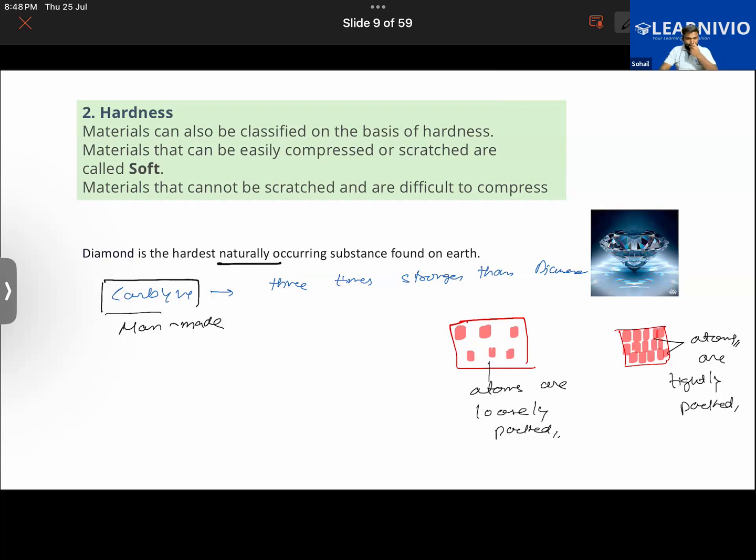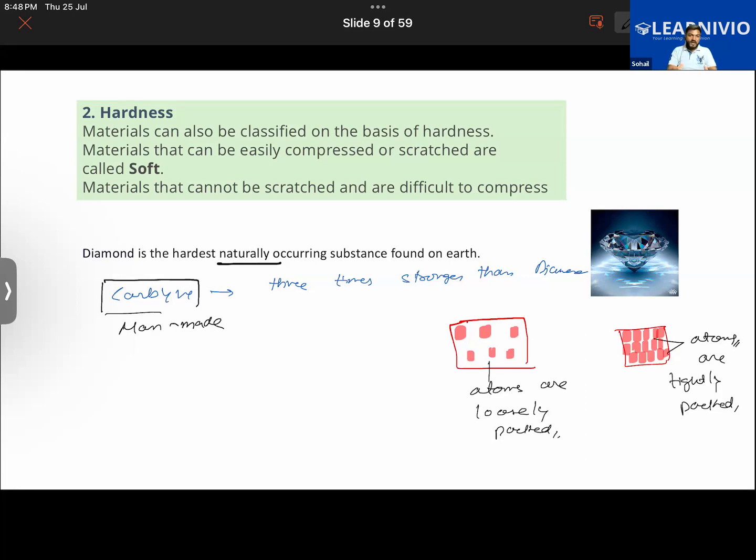Silicon carbide is also harder. Silicon carbide is also very hard. We have examples like tungsten. Tungsten is also very hard, right? So those are also very hard, but not harder than diamond.